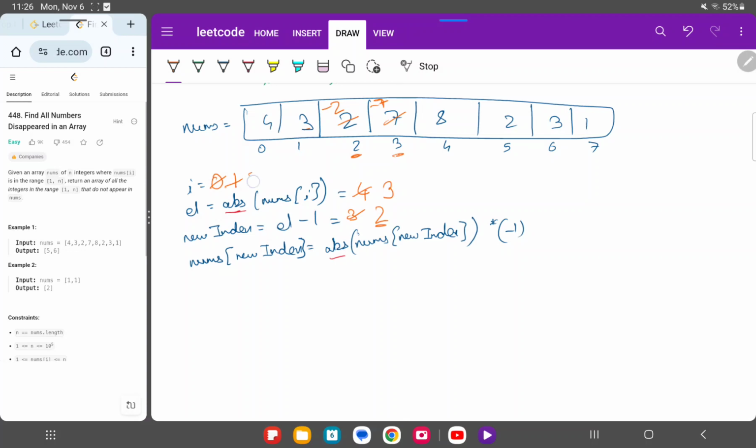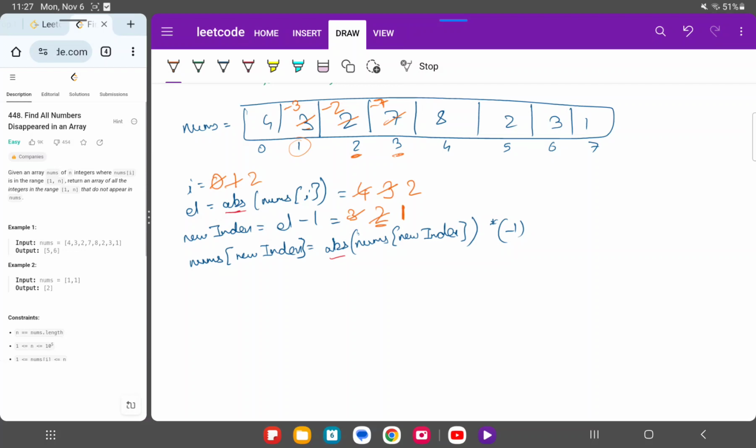So now we're working with i equal to 2. At i equal to 2, what is the absolute value? nums[i] is minus 2, but what is the absolute value of nums[i]? That is 2. What is the new index then? 2 minus 1 is 1. So we go to index 1, and whatever the value there is, we get the absolute value of that and multiply it by minus 1, minus 3. Notice the minus signifies that we've encountered the element corresponding to this index, and the minus also preserves the original values of the array, so we do not miss any information.